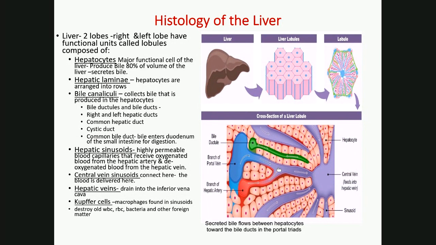And within the sinusoids, we have these cells called Kupffer cells, which are macrophages that cleanse this blood. They're eliminating old white blood cells, old red blood cells, bacteria, and any foreign matter before this blood is cleansed and filtered, and it goes into the central vein, which eventually will go into the hepatic vein, into the inferior vena cava. So let's look at this in more detail.